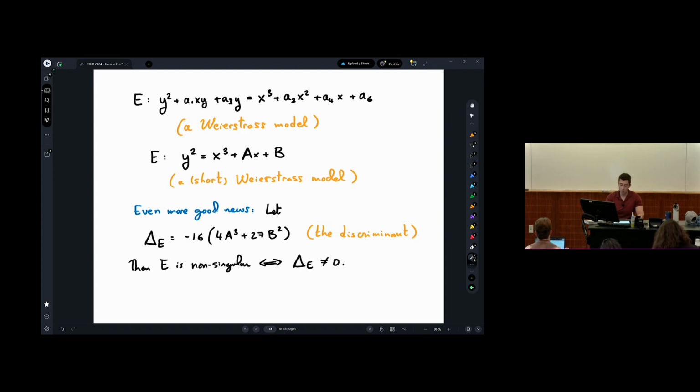In terms of a Weierstrass model, what are the possibilities for singularities? I could have, for example, y squared equals x cubed, and that would be a degenerate Weierstrass model because it would have a cusp of that sort. You could also have something like, from the long Weierstrass model, x cubed minus x squared. The problem with that one is that it self-intersects.